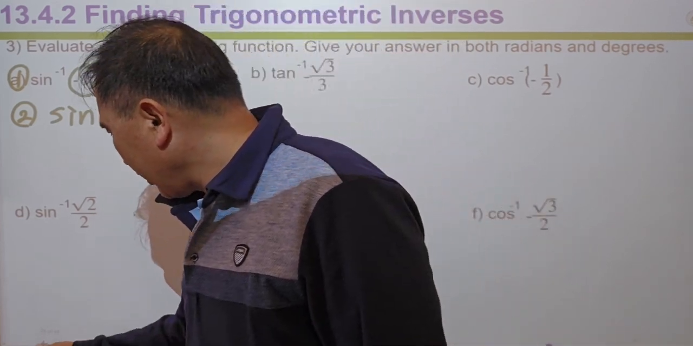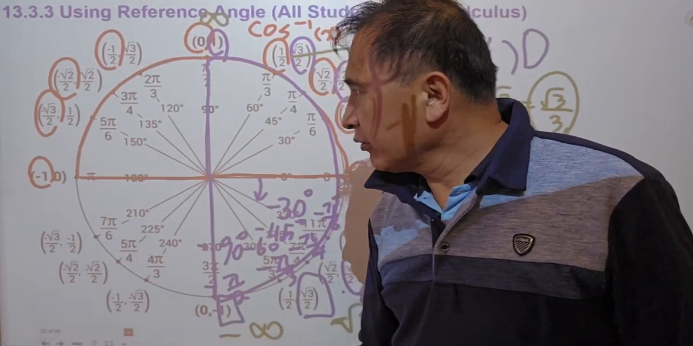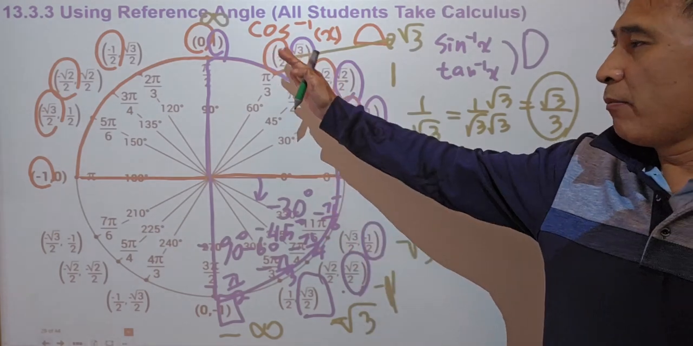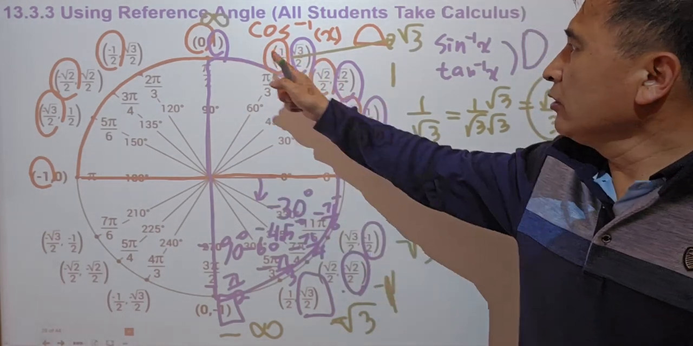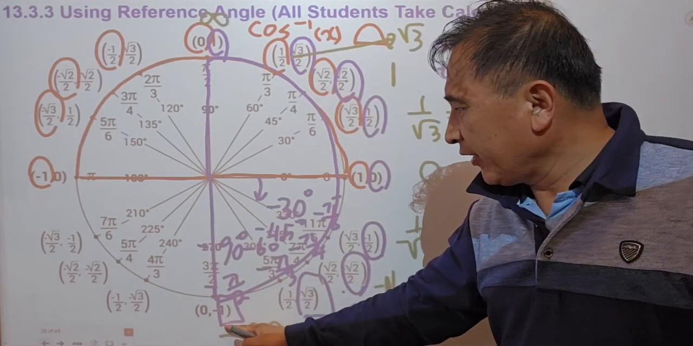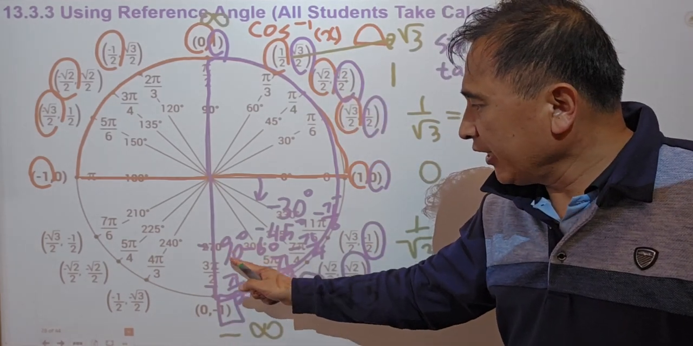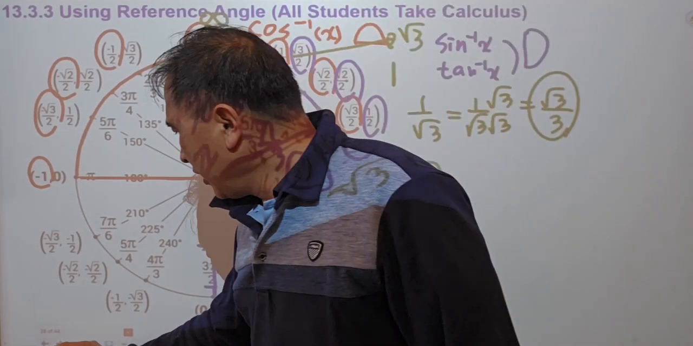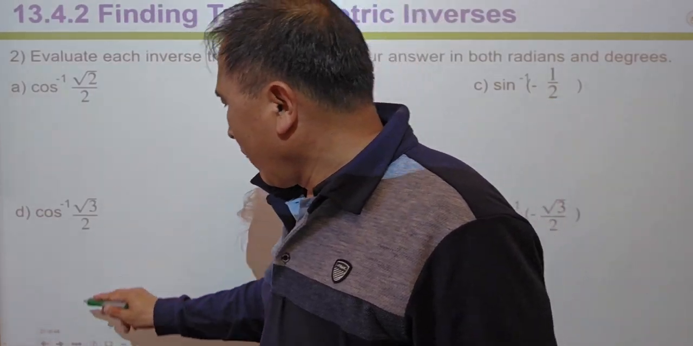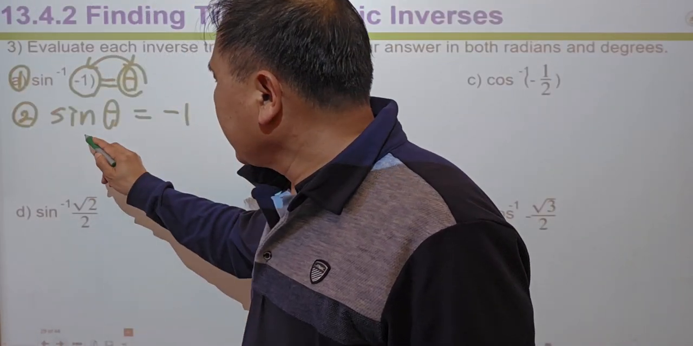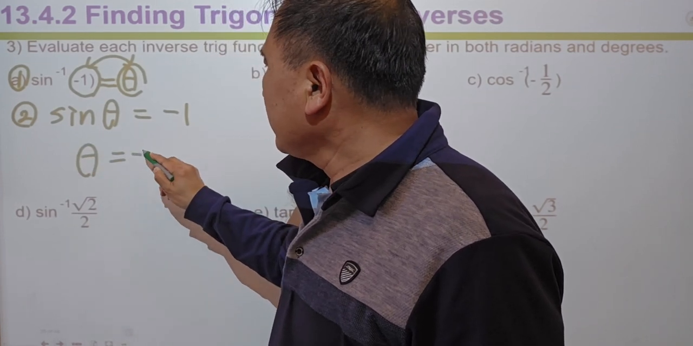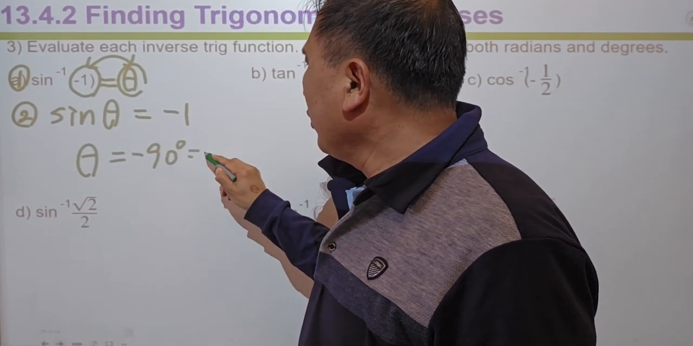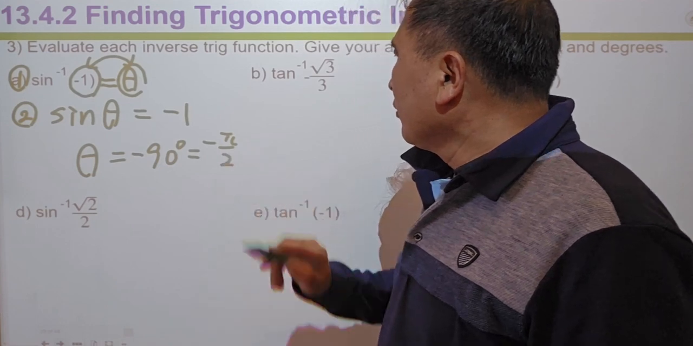So let's go back to the unit circle. Sine is on the right half, and sine is the y value. The y value negative 1 is down here, right there. That's negative 90 or negative pi over 2. So the answer for this one: sine theta is negative 1, then theta is negative 90 degrees or negative pi over 2.